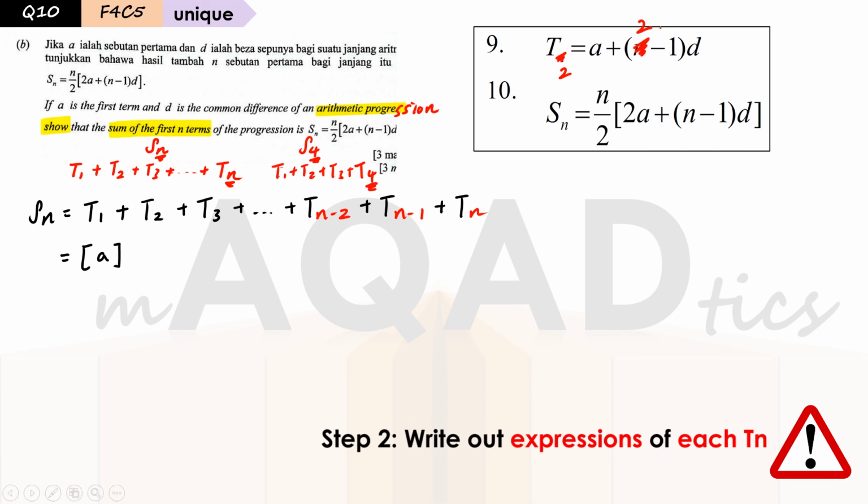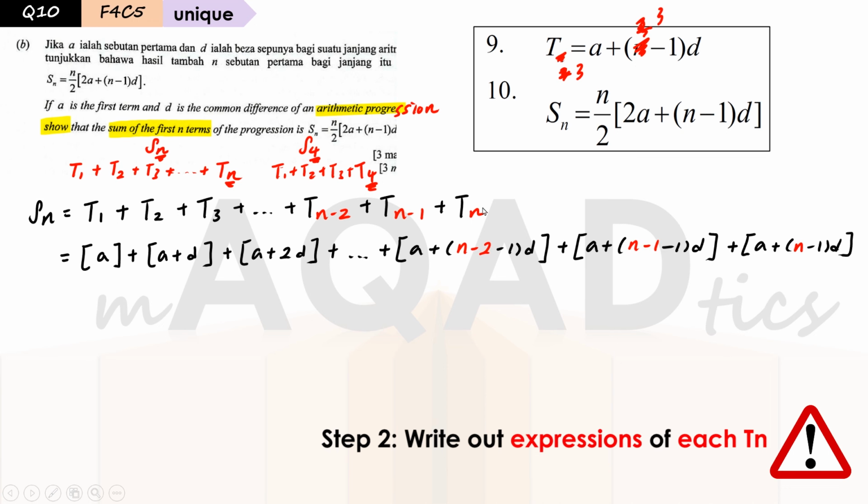Okay, so now for t2, our value of n now is 2, which means the n here will change to 2, which means here would be a plus 2 minus 1d. So 2 minus 1 is 1, so it's d only. So here it's a plus d. Okay, and when n equals 3, it would be a plus 3 minus 1d. So 3 minus 1 is 2, so a plus 2d. Okay, and we are using the same technique for the other three terms here.